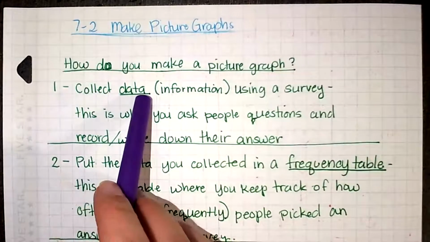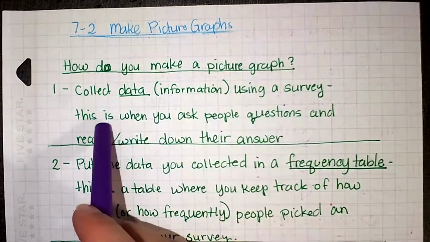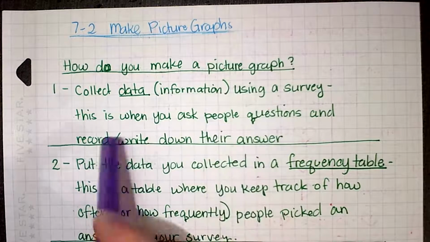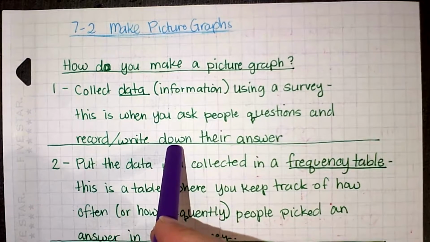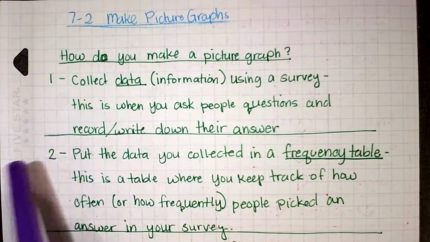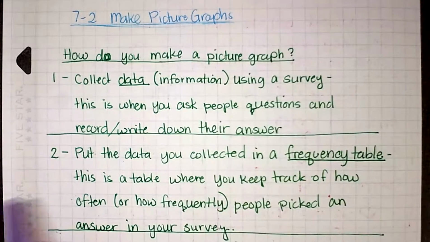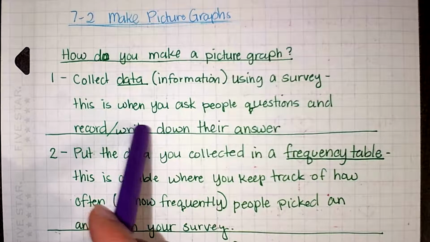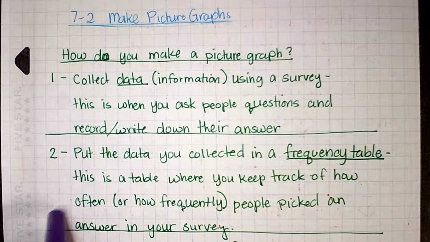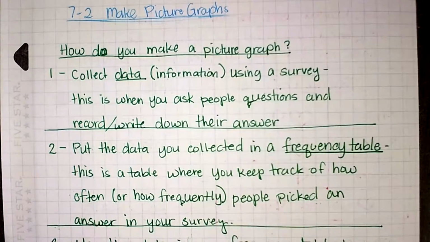So first you need to collect your data, which is the information, using a survey. This is when you're asking people questions and you're recording or writing down their answers. So if you ask people for their favorite movie, or their favorite place to go, or their favorite food, you're using the information that they give you and writing it down so that you can make a list to see which one got picked most often or least often.